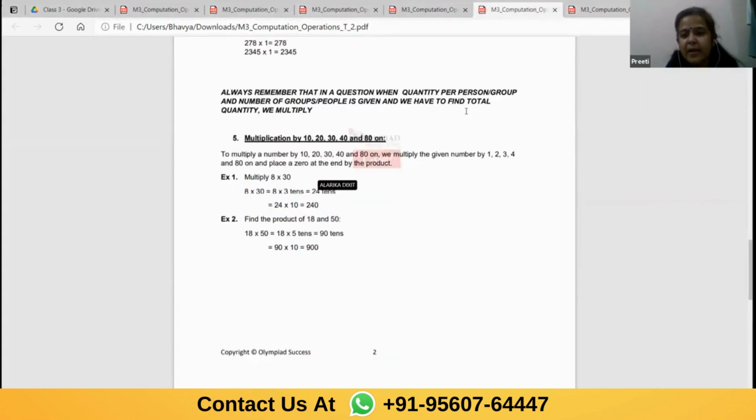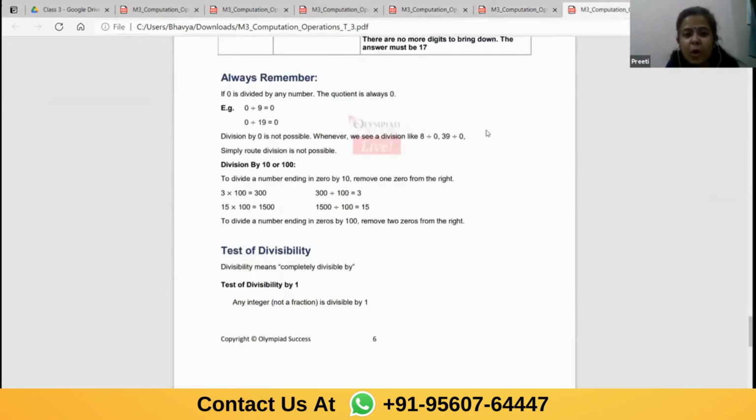Now tell me one thing, can 0 be a dividend? Can you put 0 in the dividend? No, ma'am. Yes. 0 can be a dividend. If you divide 0 by any number, your quotient will always be 0. Ma'am, it's just the same as multiplication. Yes, but can 0 be a divisor? Can you divide any number by 0? No. Then division is not possible.